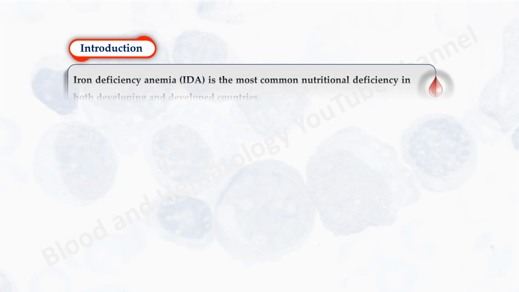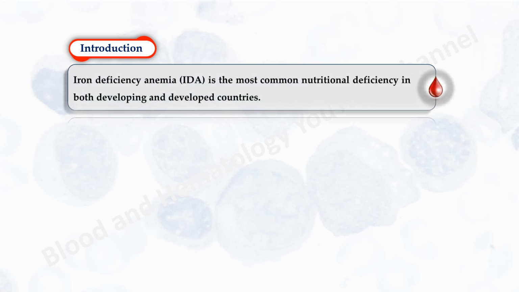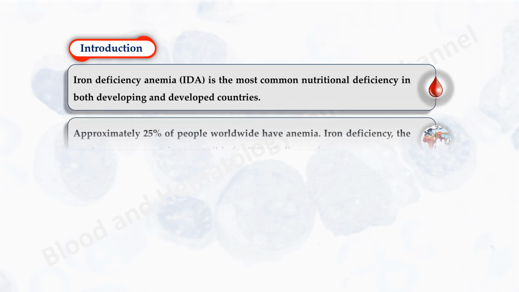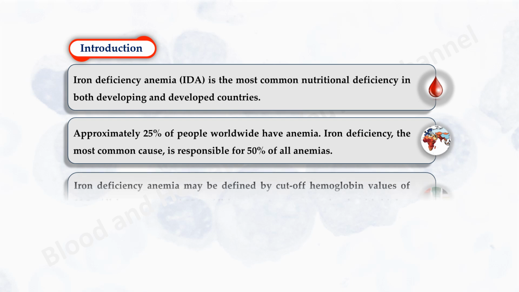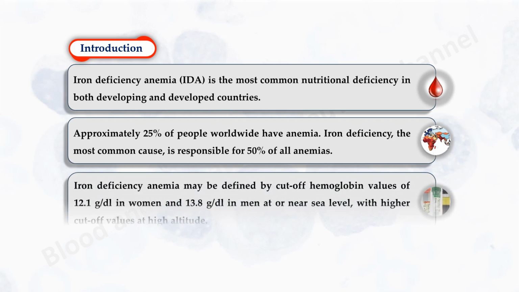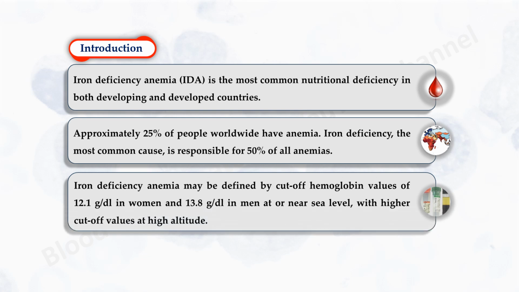Iron deficiency anemia is the most common nutritional deficiency in both developing and developed countries. Approximately 25% of people worldwide have anemia. Iron deficiency, the most common cause, is responsible for 50% of all anemias. Iron deficiency anemia may be defined by cutoff hemoglobin values of 12.1 gram per deciliter in women and 13.8 gram per deciliter in men at or near sea level, with higher cutoff values at high altitude.